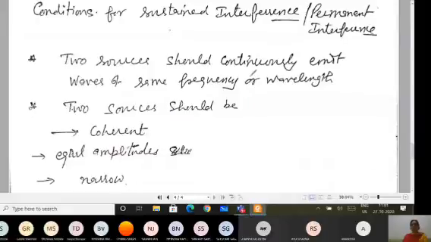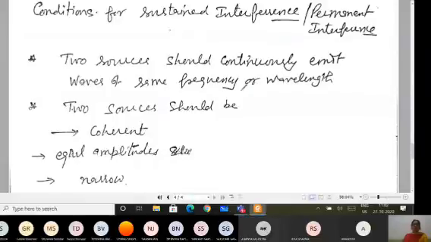So the first condition for getting an interference pattern is that I should have two sources which should be of the same frequency or same wavelength. So that is to get the bright and dark fringes. Otherwise, I may get different types of interference patterns, and I may not be able to find the fringe width in a proper way.